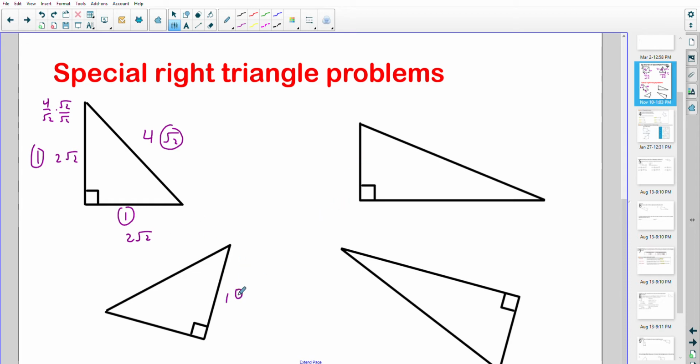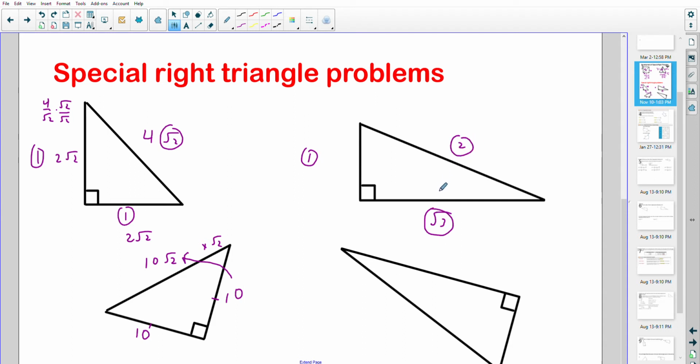Also, you could start with 10 and 10. Those are the same side, and this is going to be 10 square roots of 2. By multiplying to get to a bigger side, you multiply by square root of 2. Here's your 30, 60, 90. The ratios again: 1, square root of 3, 2.